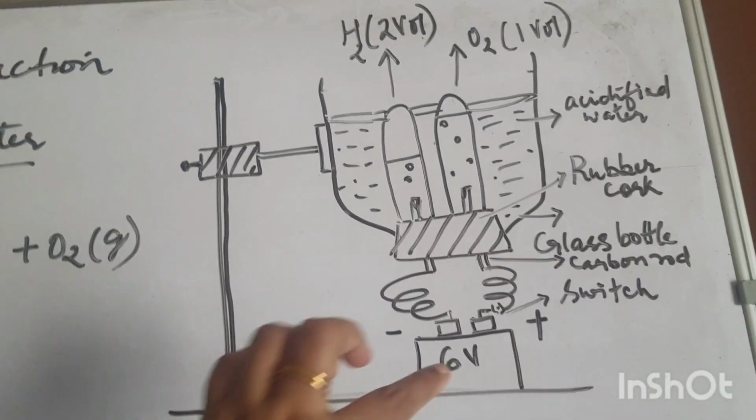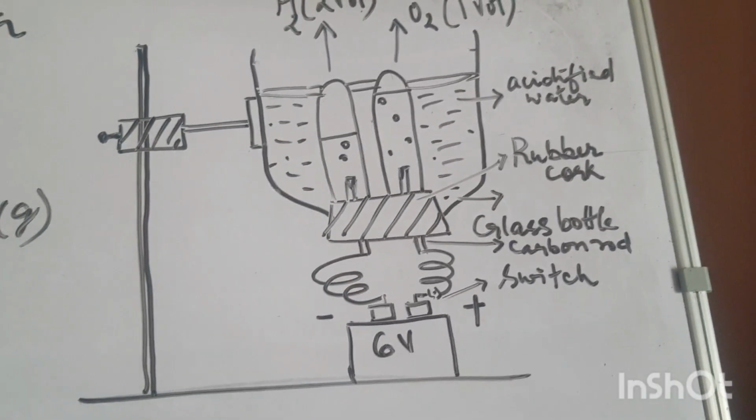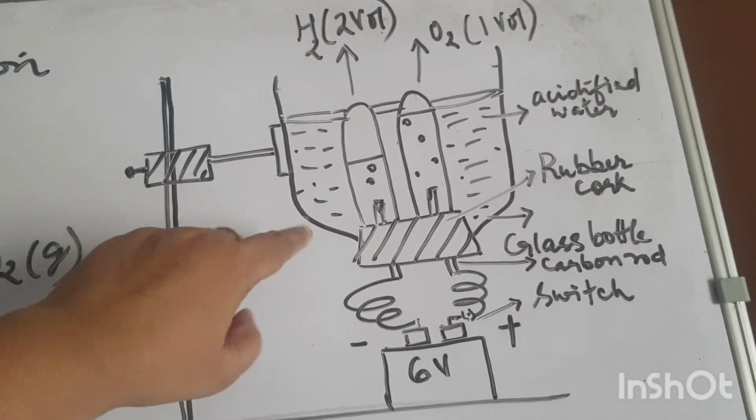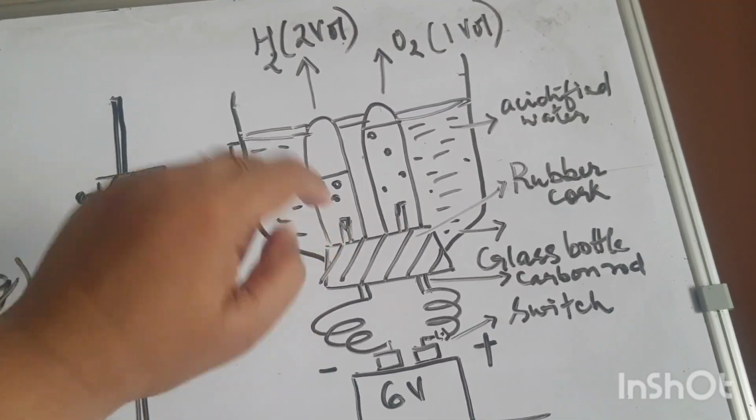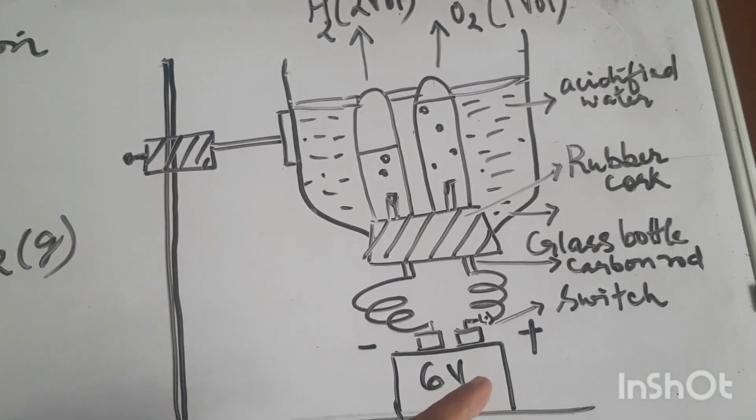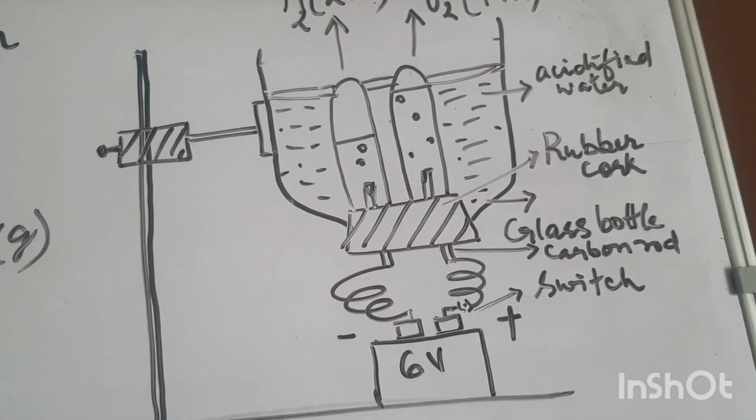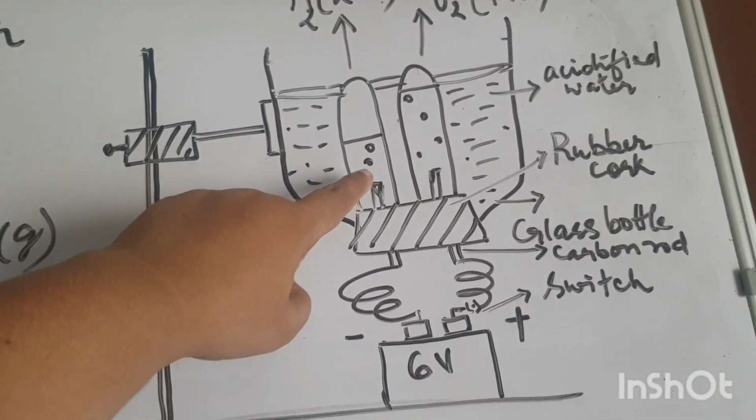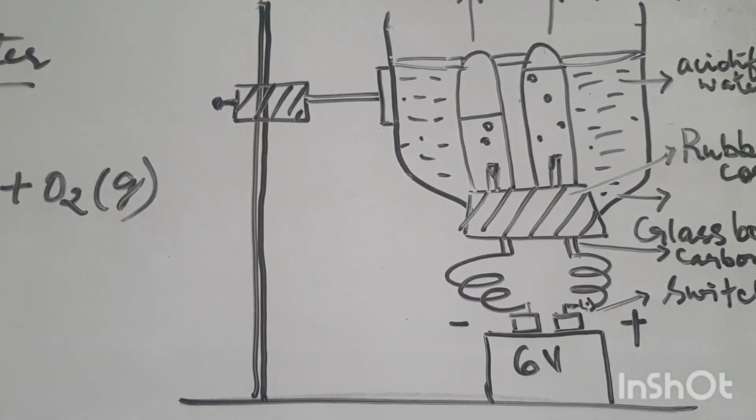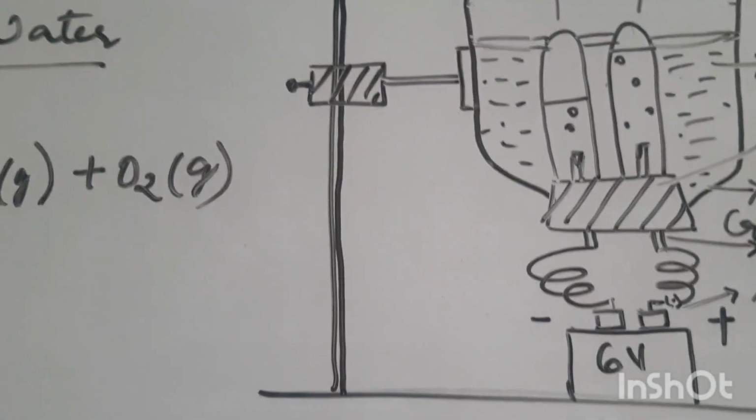And when you switch on, what happens? Chemical reaction will take place. So you know that here I've taken two inverted test tubes, okay. So as soon as the switch is on, the chemical reaction takes place, and you can see that in here some bubble formations are formed. Okay, why does this happen?